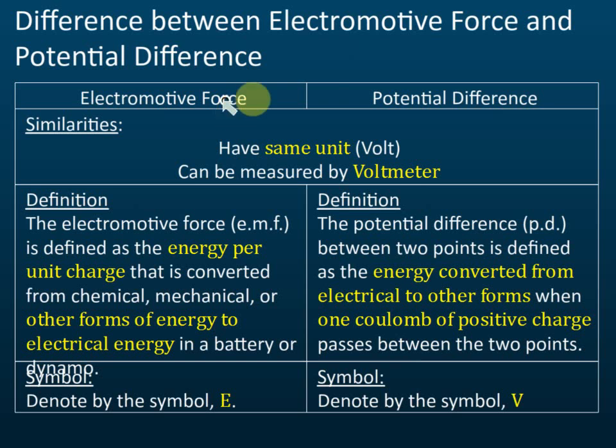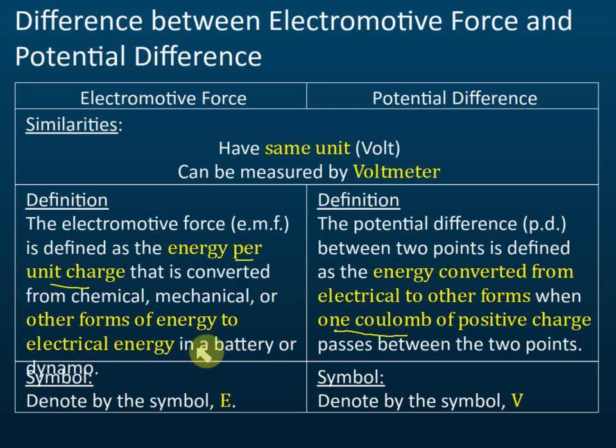Differences and similarities, actually. So EMF and the potential difference, the similarities: both of them have the same unit, watt. Electromotive force is measured in watt, potential difference is also measured in watt, and both of them are measured by using a watt meter. By definition, electromotive force is defined as the energy per unit charge. This one is also per unit charge. Even though you write 1 coulomb of charge, this is 1 unit charge. That is per unit charge converted from chemical, mechanical, or other forms of energy to electrical energy in batteries or dynamo. This is a source of electrical energy.